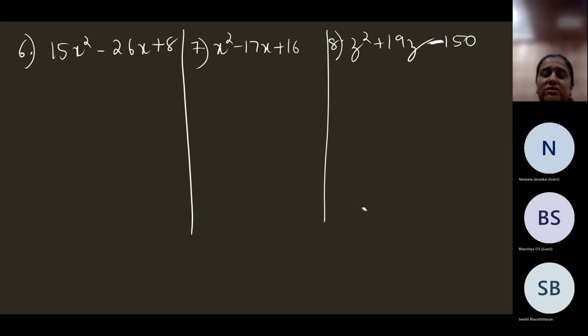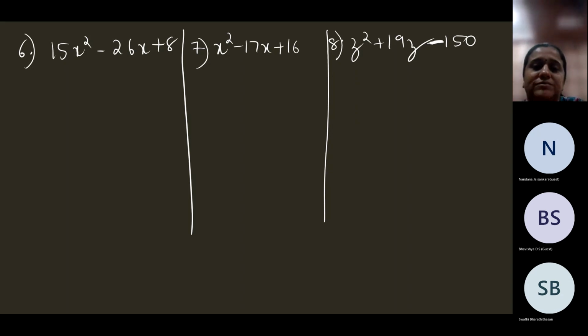When you cannot use the two identities, when there are three terms, and they don't go with a square plus 2ab plus b square or a square minus 2ab plus b square. See, there are three terms. In question number 6, question number 7, and question number 8, there are three terms. So immediately we think of using the identity a square plus 2ab plus b square or a square minus 2ab plus b square, because there also we have three terms.